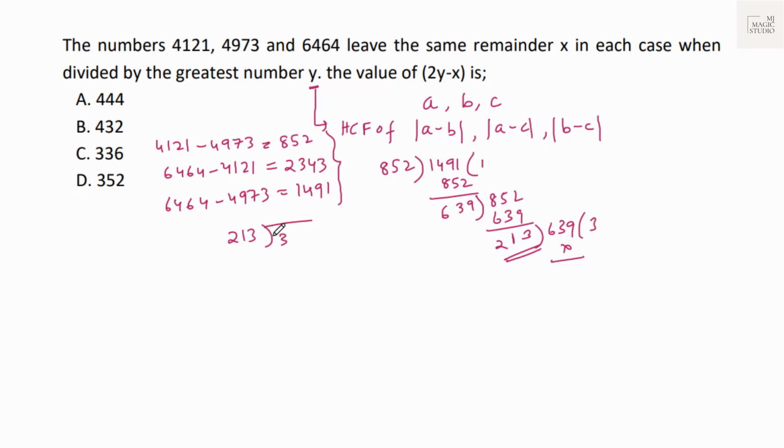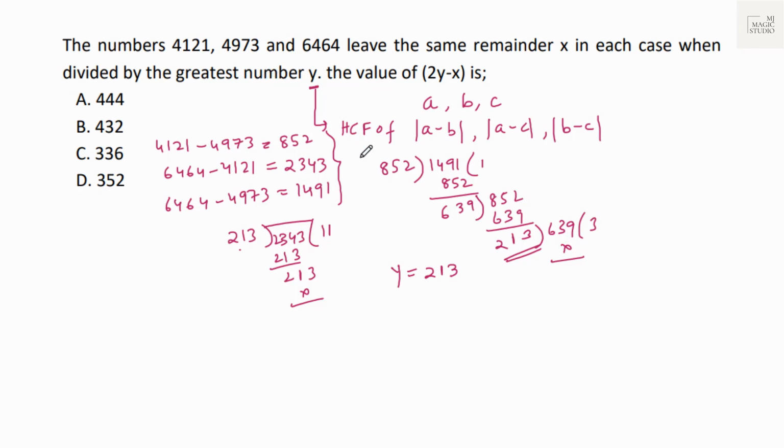213 into 2343: once 213, we get 1, 2, and 3. Beautiful, it's gone. 2343 is 213 times 11. That means the HCF of these three numbers is 213. The value of y which we are looking for is 213.